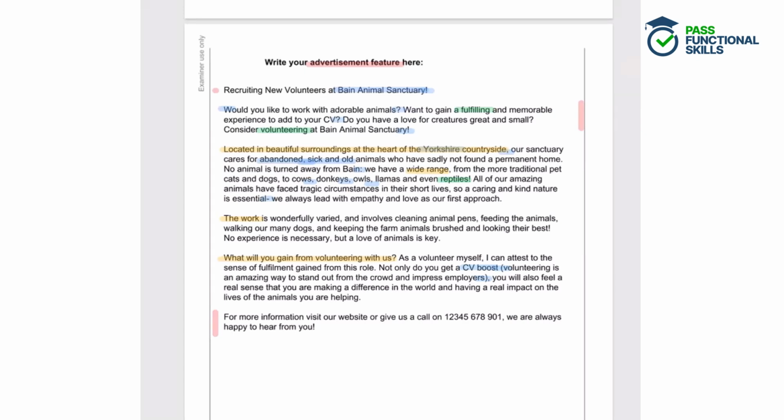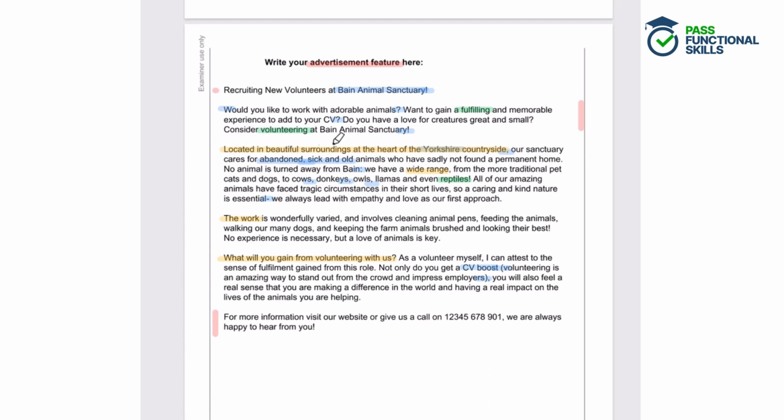Next, let's consider whether this answer is cohesive. So are the sentences flowing on from each other in a way that makes sense? And do all of the paragraphs work in a logical order? So let's take a look at the second paragraph here and see how the sentences fit together.